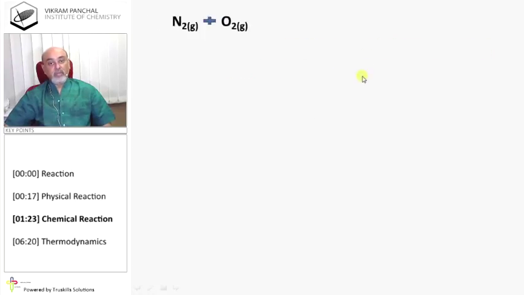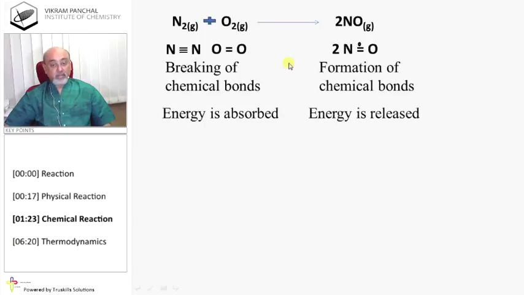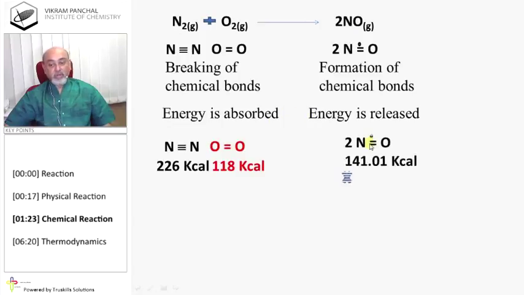Nitrogen plus oxygen give nitric oxide. In this case, there is triple bond between nitrogen, double bond between oxygen, and 2.5 bonds between nitrogen and oxygen. Breaking of nitrogen and oxygen requires a lot of energy, and that is 226 plus 118 kilocalorie. Bond energy of nitric oxide is 141. Two bonds are formed, so total 282 kilocalorie.